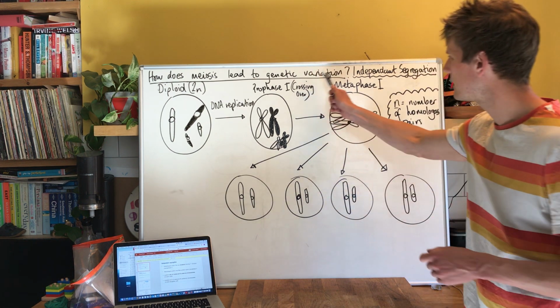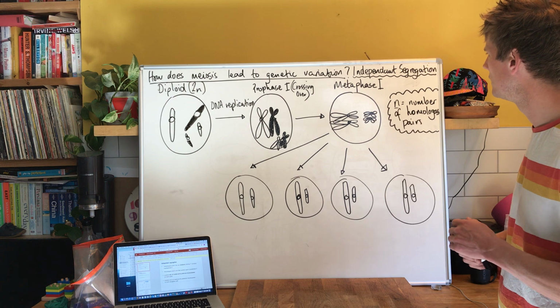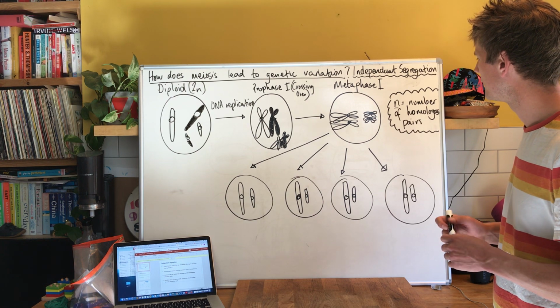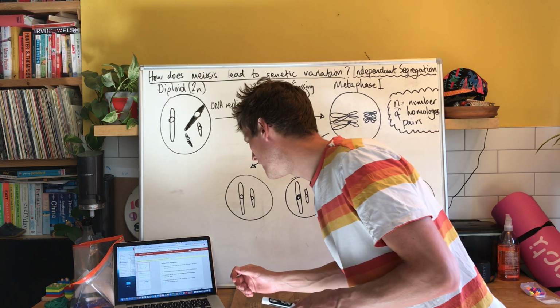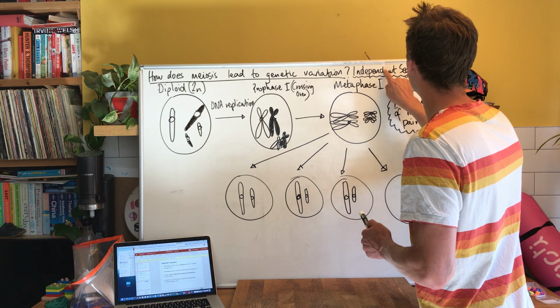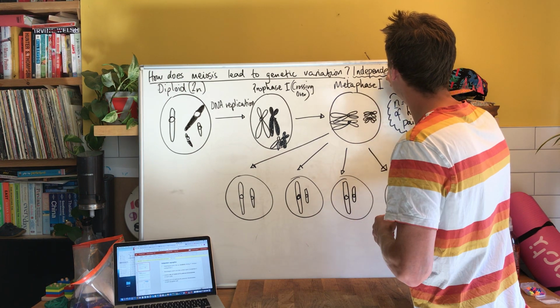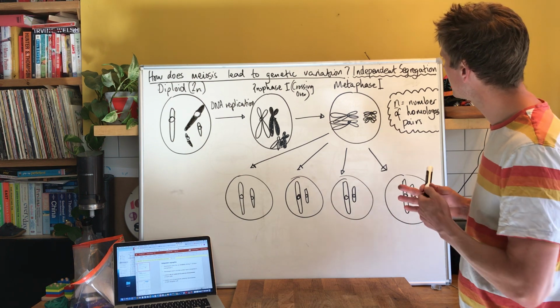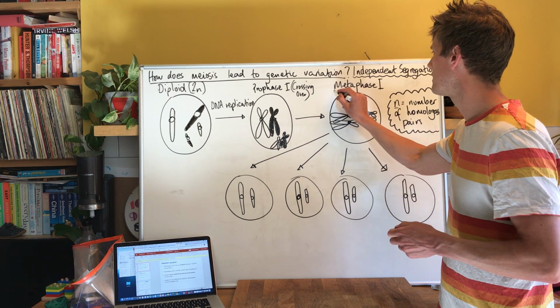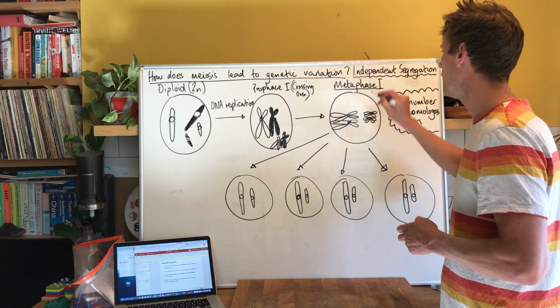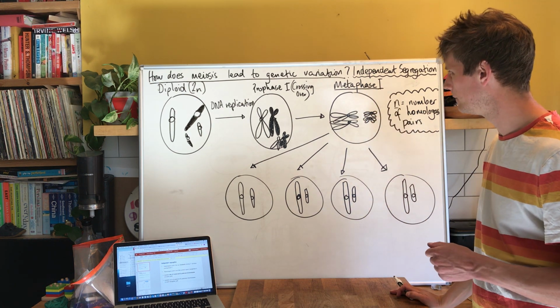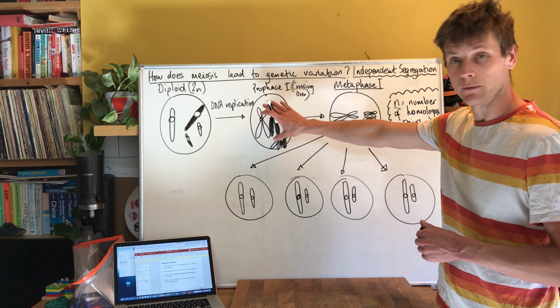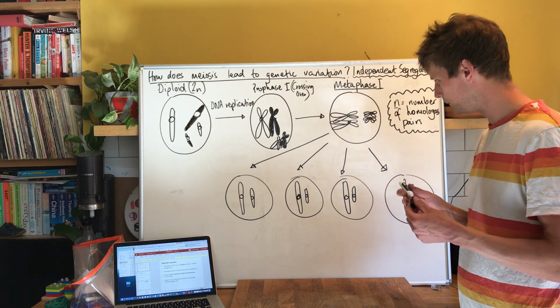Okay, this next event then, independent segregation, takes place in metaphase 1. It's been a few weeks since I've done this. So this is still part of that first meiotic division. Prophase 1 comes first, then metaphase 1.